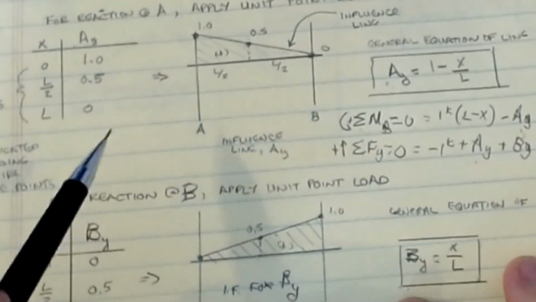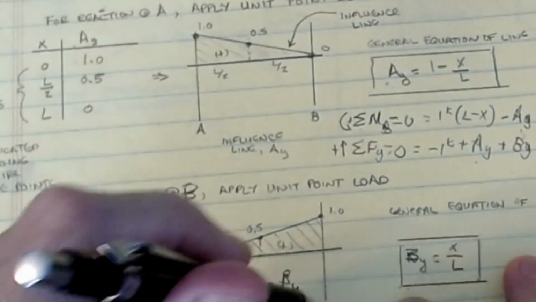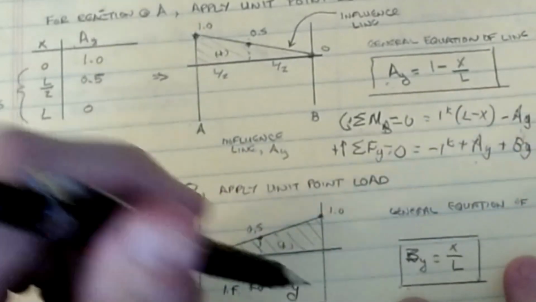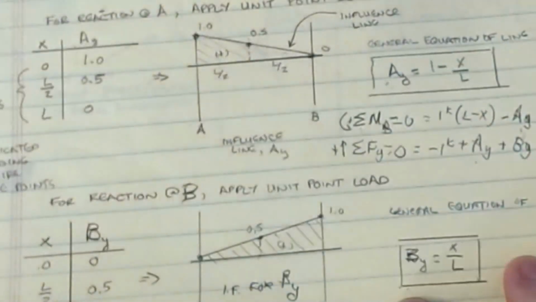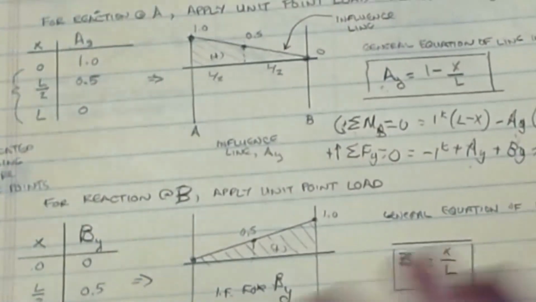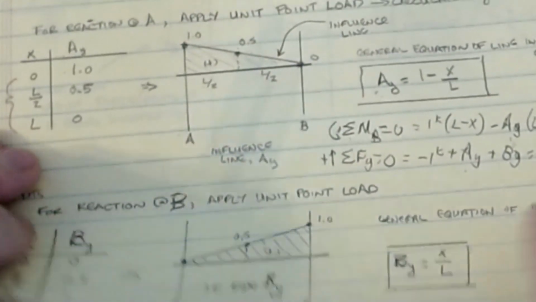But now I have a way to figure out where loadings need to be in order to get me the worst possible effect, or I should say the maximum effect, at either of those locations. Now, this is a very simple example, and we'll get into some more complex ones as the problem moves a little bit forward.